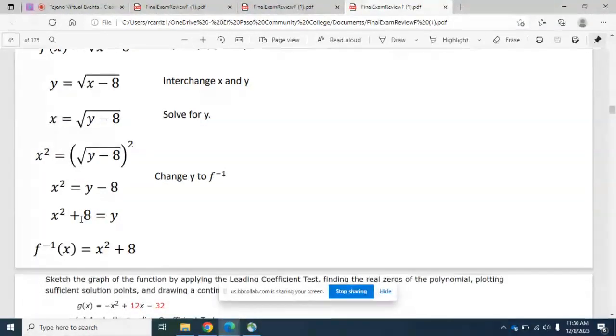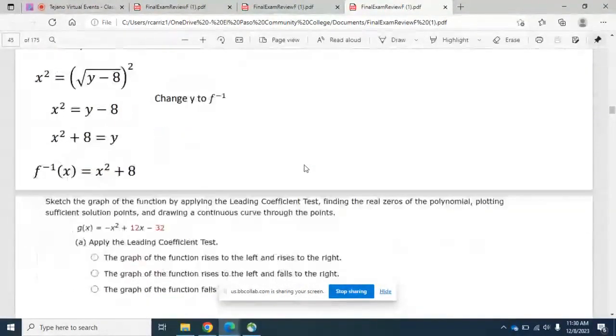So to indicate that I've just found the inverse, I'm going to replace y with this notation, f to the exponent of negative 1. So this means inverse. f to the negative 1 of x means that x squared plus 8 is the inverse function.